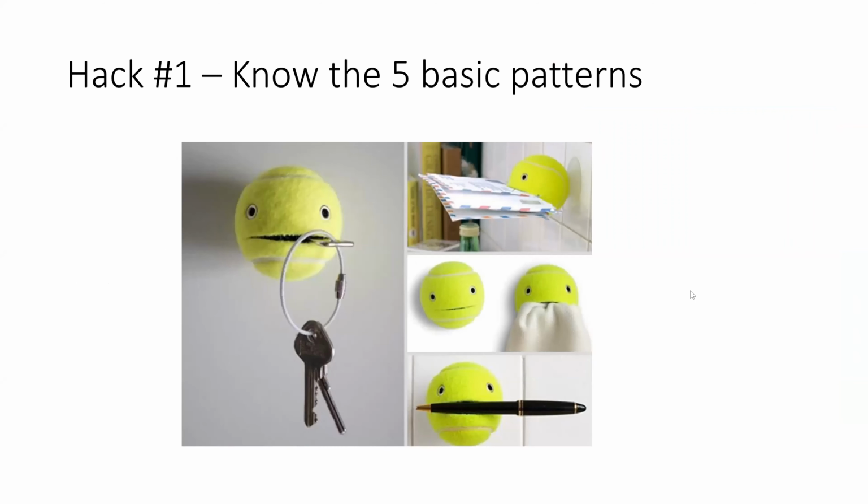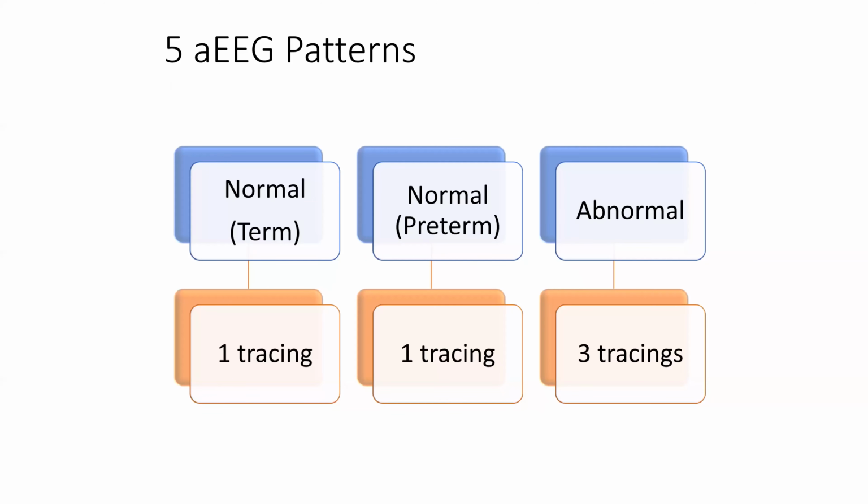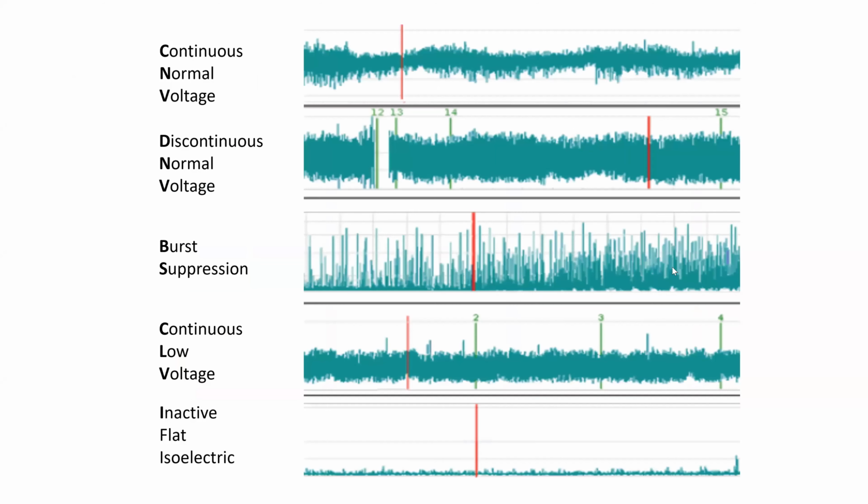So the 5 basic patterns, and this should be reassuring to you if you've ever had to take ACLS or anything else. It's nice to know that for aEEG, there are only 5 patterns. And so I like to break it into, when do we expect to see these kinds of patterns? When are they normal or expected patterns for different ages of babies? So we have 1 tracing that's normal if you're a term baby, 1 tracing that's normal if you're a preterm baby, and pretty much everything else is abnormal and you never want to see it. So let's talk about these 5 patterns.